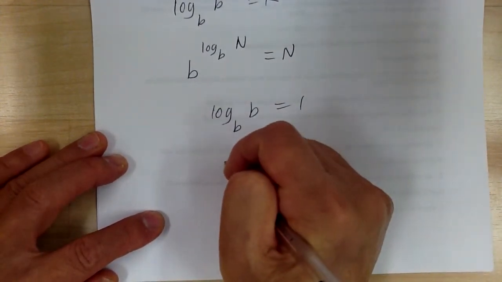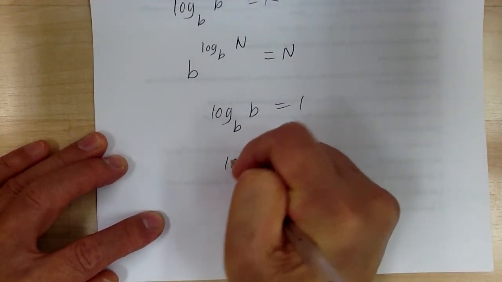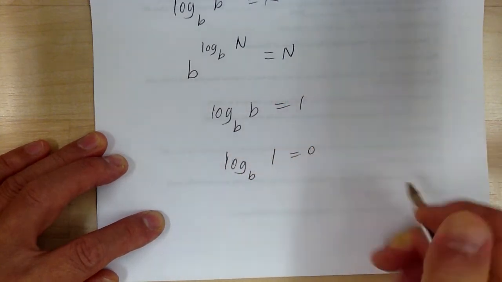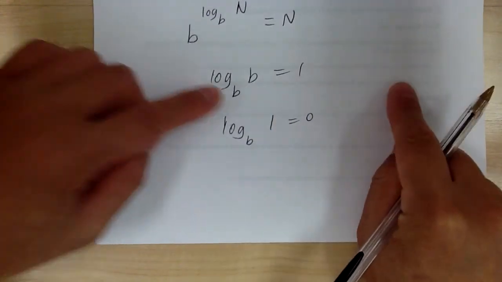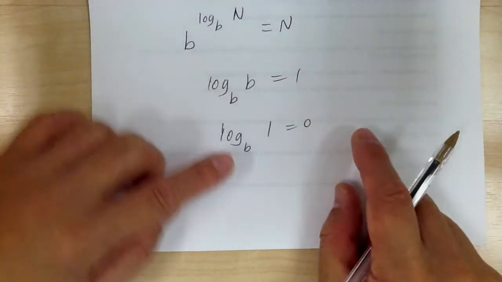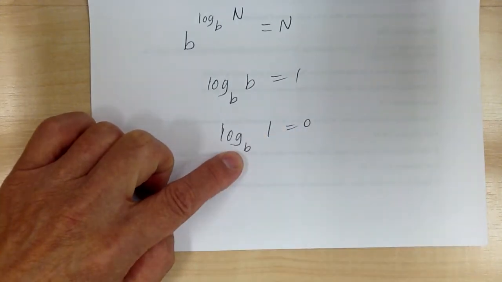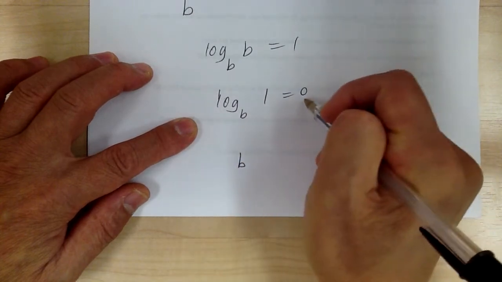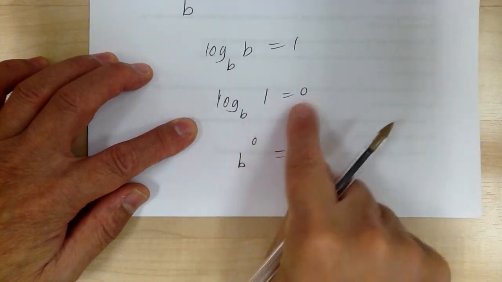And another one you need to know is log base b of 1 equal to 0. Again, this is kind of obvious, because if you convert, you're going to get b to the 1 power equal to b, and for this one you get b to the 0 power equal to 1. Remember how we do this? You switch. See, that's where it came from.